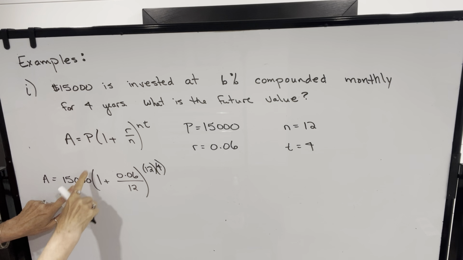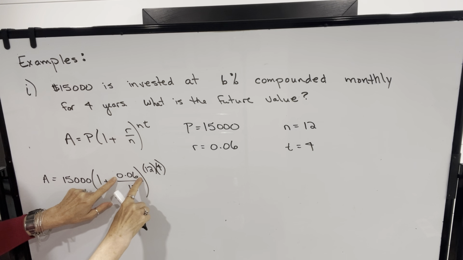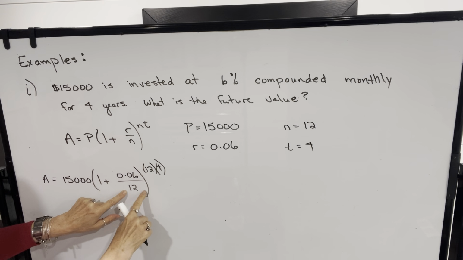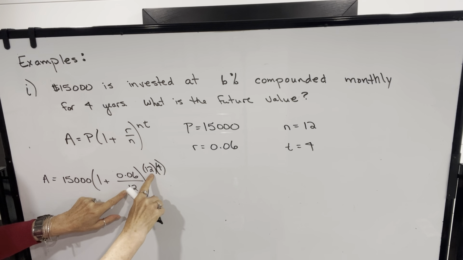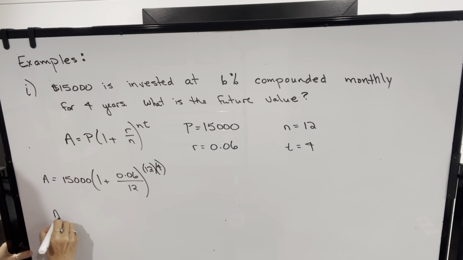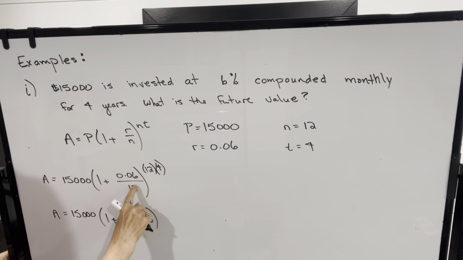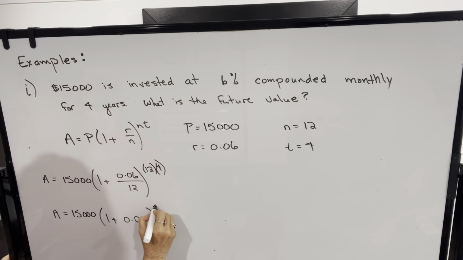A is equal to principal of 15,000 times 1 plus annual interest rate 0.06 divided by n, which is 12, raised to the power of n times t, so 12 times 4. Let's simplify everything before we bring in our calculator. Because this works out to a nice even decimal, I'm going to write that down. If it didn't, I would keep it in fraction form and put that into my calculator. 12 times 4 is 48.